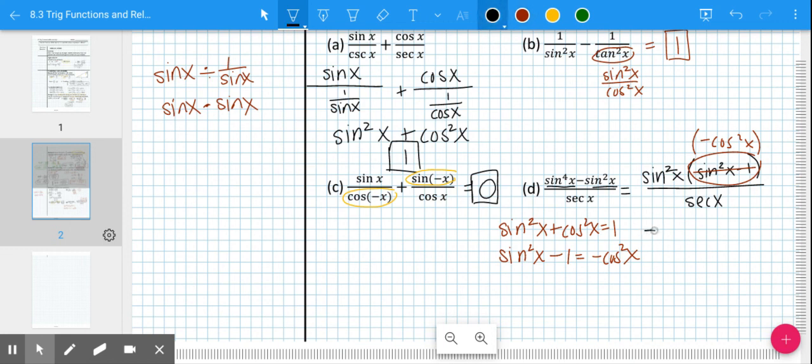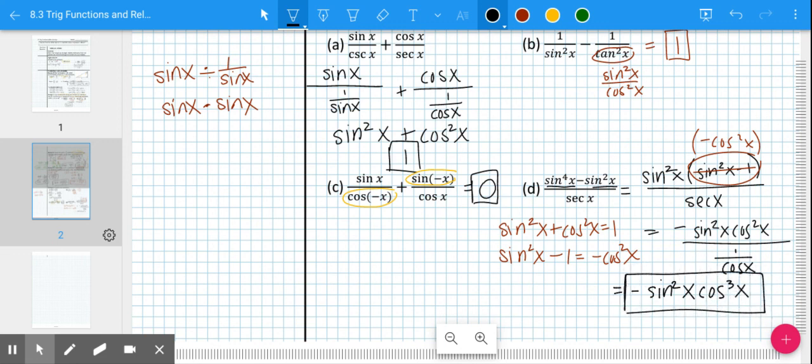So what I have now is a negative sine squared and cos squared all on top. The denominator, secant, you might want to change it to a 1 over cosine, which really means it's another cosine on the top. So at the end here, you get negative sine squared and a cos cubed. And that's your final answer. There is nothing else you can do to simplify that.